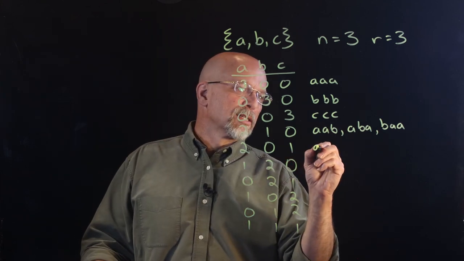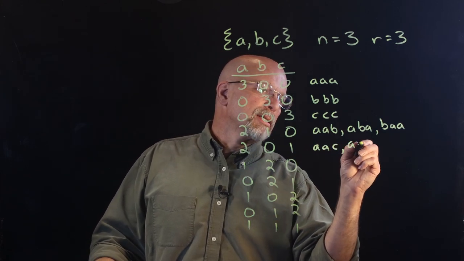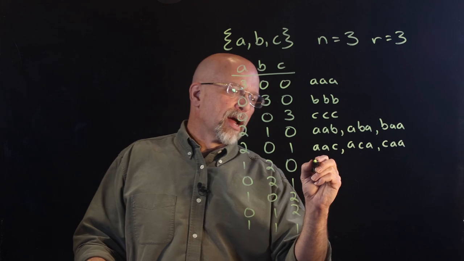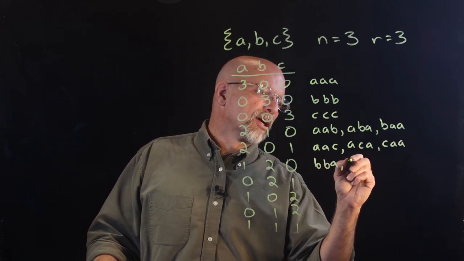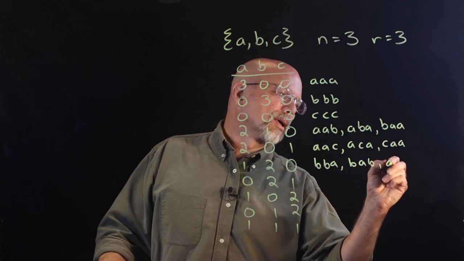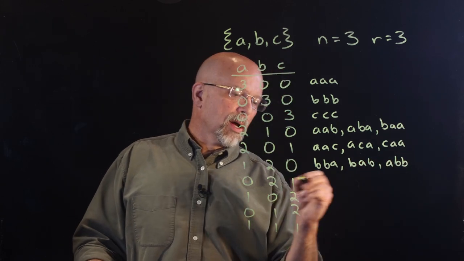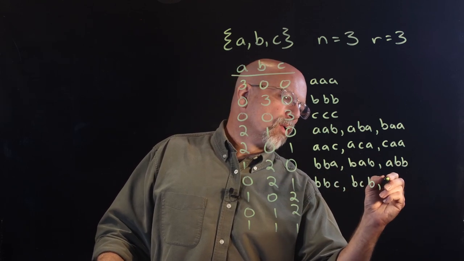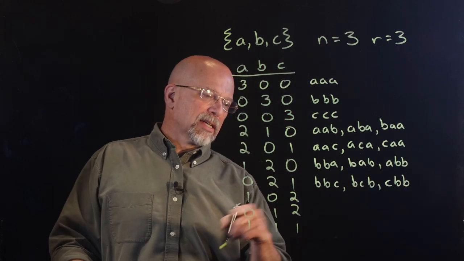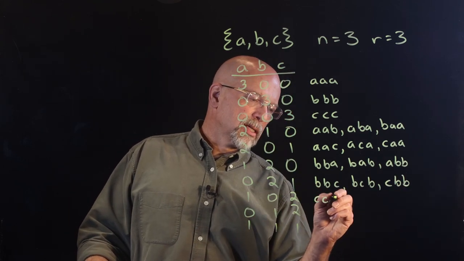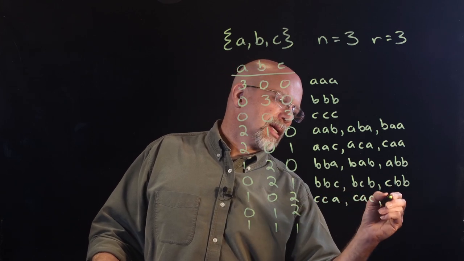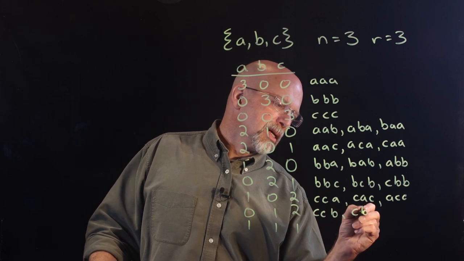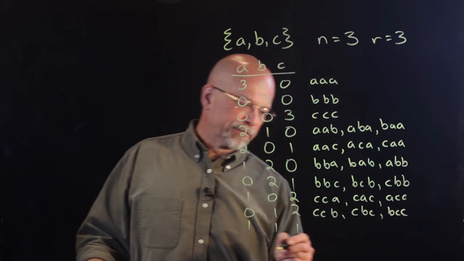Similarly, for 2 A's and a C, I could have AAC, ACA, or CAA. Now, I could do the same thing for the B's, right? 2 B's and an A. The A could come at the end, it can come in the middle, or it can come at the beginning. And then two B's and a C, that would be BBC, BCB, or CBB. And then lastly, whenever I have 2 C's, I can have 2 C's and an A, CAC, ACC, or CCA, or I could have CCB, CBC, or BCC.